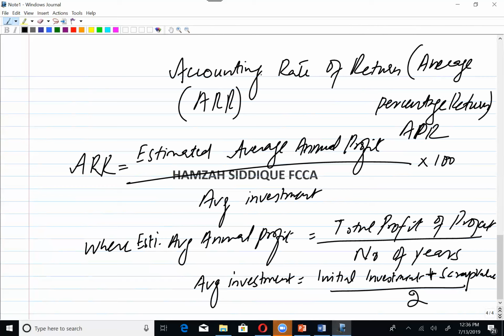Okay, now. Students, remember, this is the profits-based technique. Note down with it. This is the only investment appraisal technique in F9 which is profits-based. Remember that.